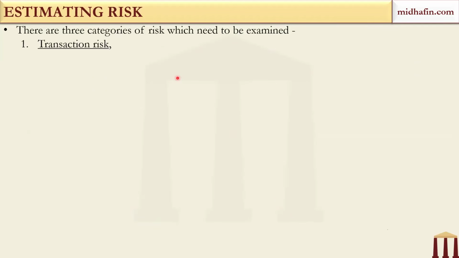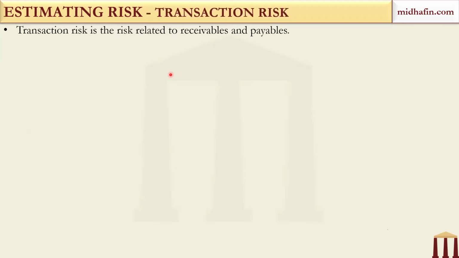Okay, now 3 categories of risk which have to be examined. You have transaction risk, you have translation risk, and you have economic risk. Now, transaction risk is the risk related to receivables and payables. So let's take a case of receivables.